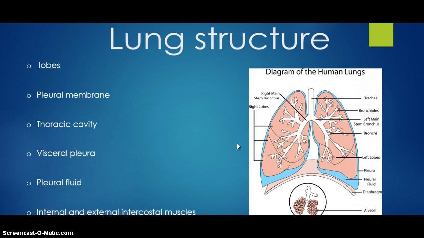Okay, so the right lung has 3, and then the left lung has 2. The right lung is slightly bigger than the left, so this is the only reason that it has 3 rather than 2. It helps the respiratory system through each lobe receiving air from this bronchus, and it is separated by connective tissue.